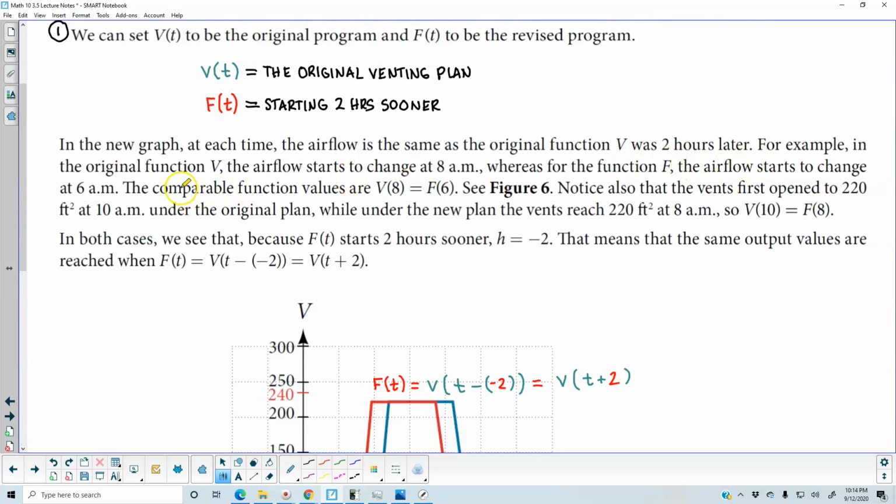For example, in the original function v, the airflow starts to change at 8 a.m., whereas for the function f, the airflow starts to change at 6 a.m. The comparable function values are v of 8, which is equal to f of 6.